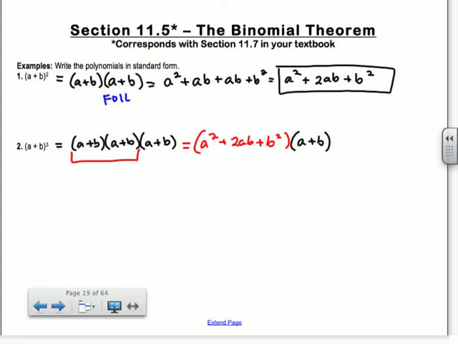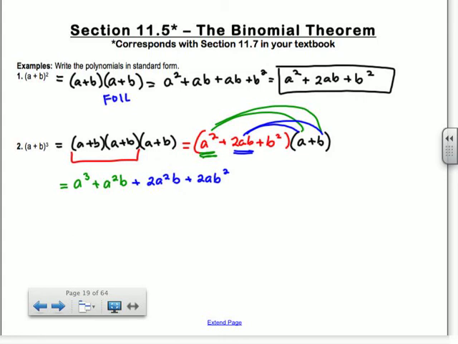All right, do you guys remember how we multiply polynomials that look like this? No? Okay, so you take your a squared, and you're going to multiply it by everything in the second polynomial. So a squared times a gives you a cubed. A squared times b gives you a squared b. All right, and then we take our next term, 2ab, and we multiply it by everything in the second polynomial. So 2ab times a is 2a squared b. 2ab times b is 2ab squared.